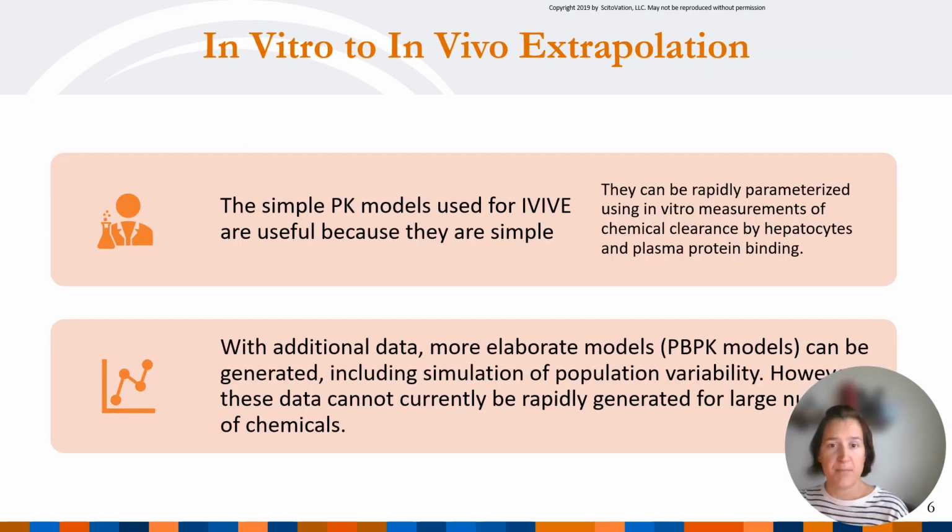So simple PK models can be used for IVIVE, and they are really useful because they are pretty simple. They can be rapidly parameterized using just in vitro measurements of clearance and plasma protein binding. But with additional data, we can use more elaborate models like PBPK models to do IVIVE. HTTK and PLETHEM, for example, have PBPK models to generate equivalent doses for batches of chemicals.